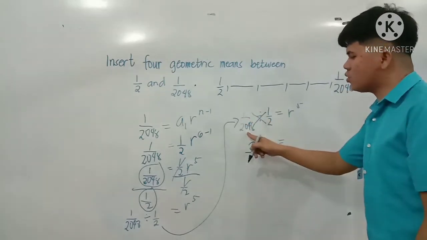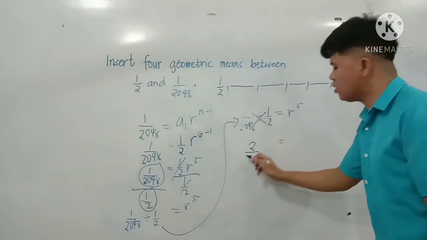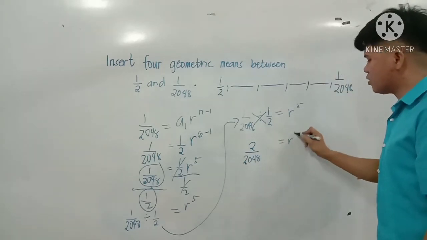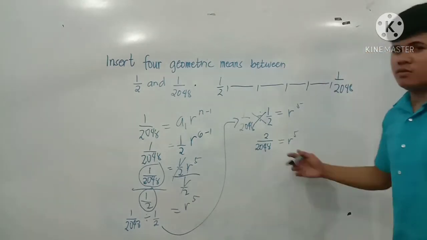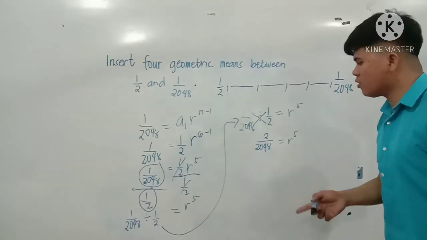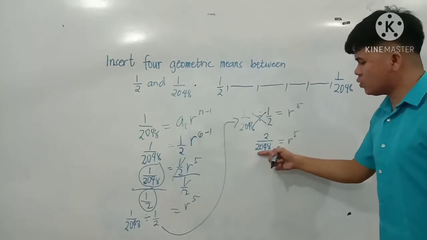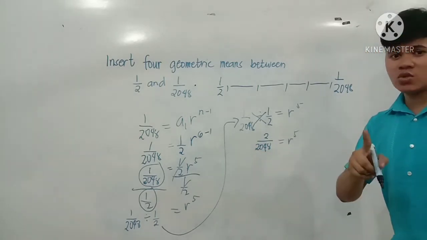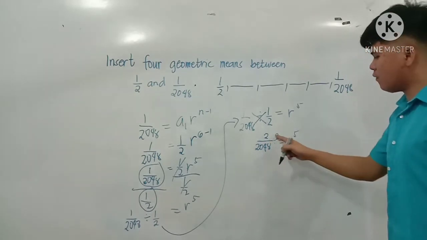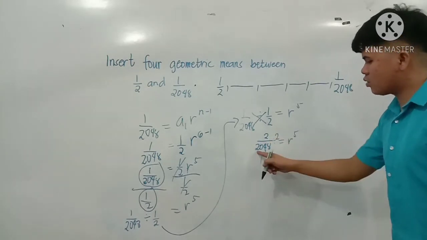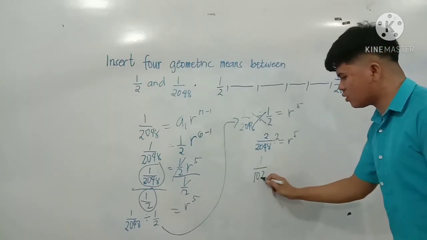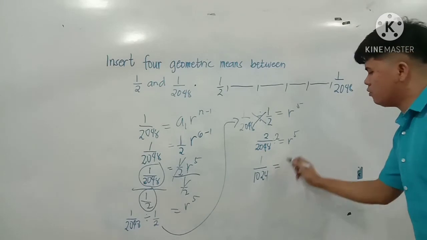Then 2048 times 1 is simply 2048. Then we copy the terms on the right side. Then we have to reduce this to lowest terms. So what is the common factor between 2 and 2048? That is 2. So that means we have to divide these terms by 2. So 2 divided by 2 will give us 1, and 2048 divided by 2 will give us 1024. So copy this one.